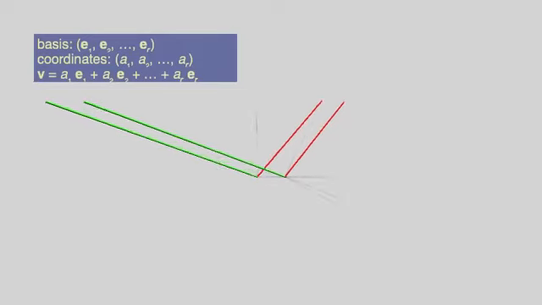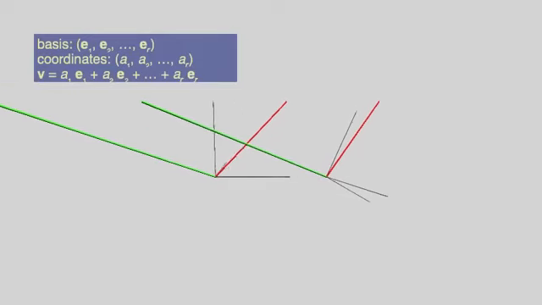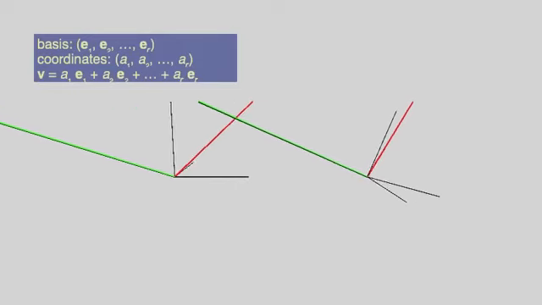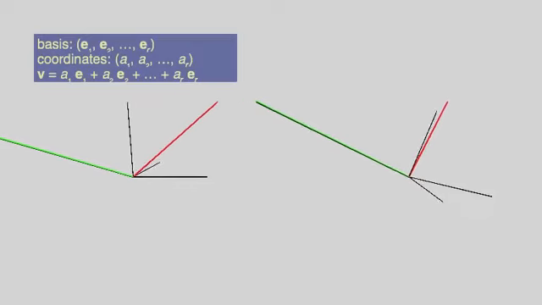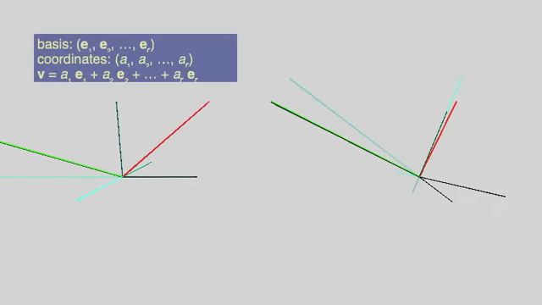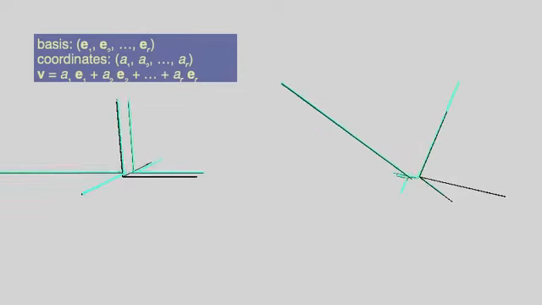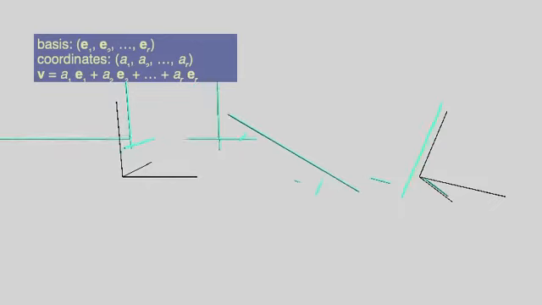A basis is the smallest set of linearly independent vectors which can express every other vector in the space as a linear combination. The coordinates can be computed with the inner product when the basis is orthogonal. Otherwise, the coordinates are solutions of linear equations. The number of vectors in a basis is the number of dimensions.